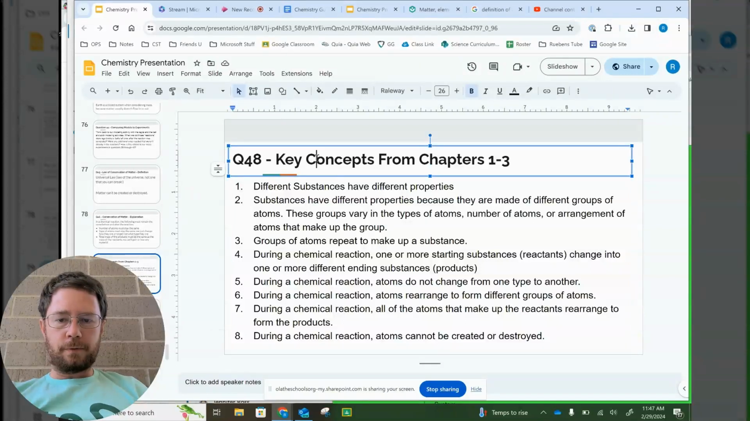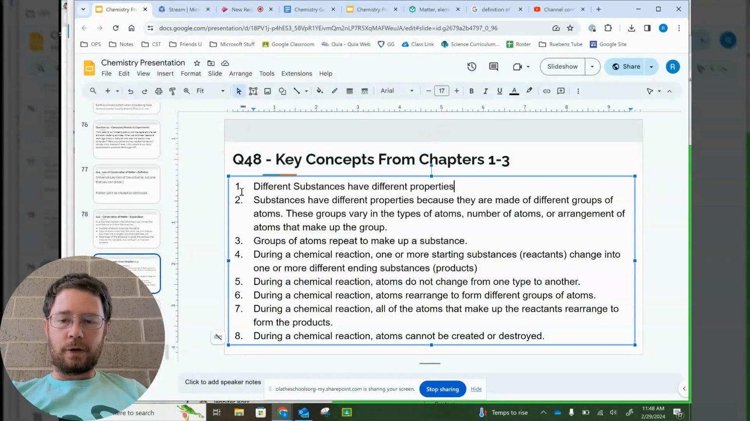All right, we are ready for our review of the whole unit. We're going to start out reviewing our key concepts from chapters 1, 2, and 3. This is question 48 in your notes. So our first key concept is different substances have different properties.